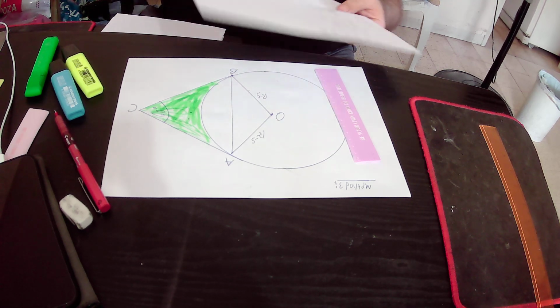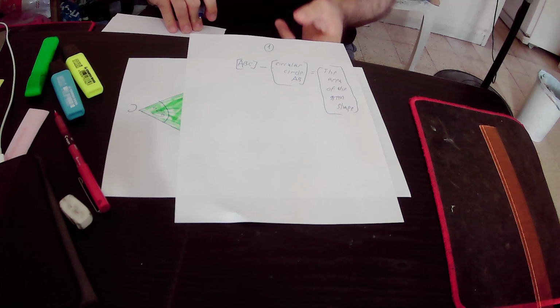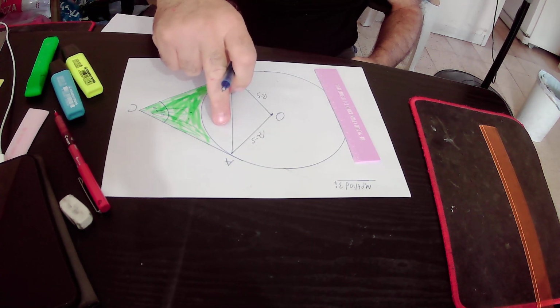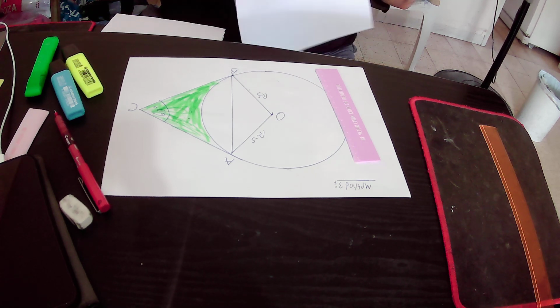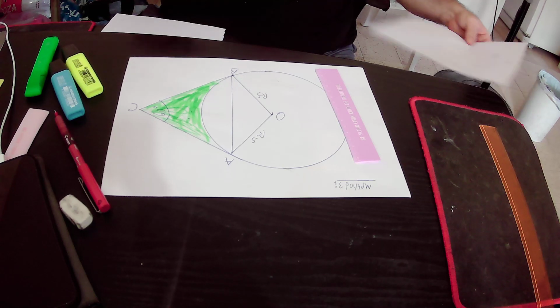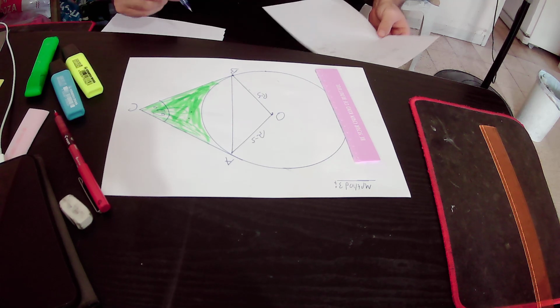Again, the area of the green shape equals the area of triangle ABC minus the area of the circular segment AB. That is the area of the white shape. Okay, and we know that AC equals BC according to the two tangents theorem.